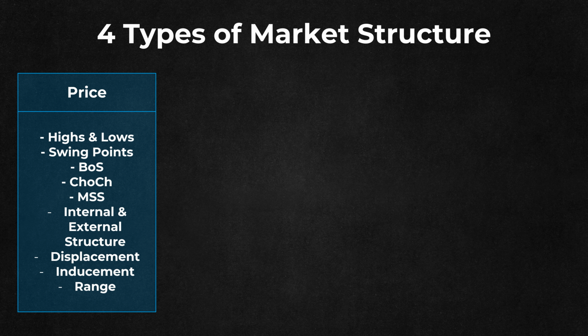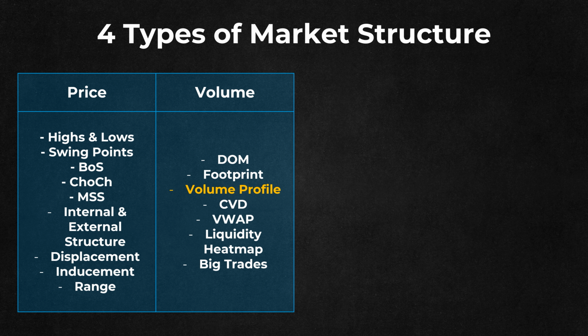The second type of structure is based on volume. Here's where the several order flow tools come in, such as the DOM, footprint, volume profile, CVD, VWAP, liquidity heat map, big trades, and so on. These are just the tools. Each tool contains several of its own techniques.